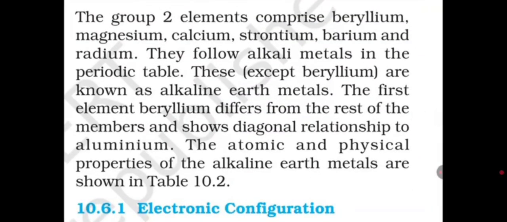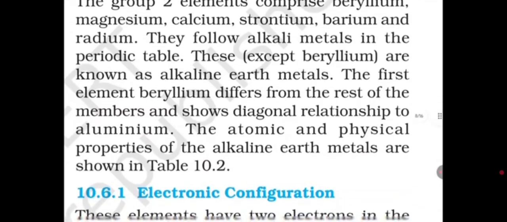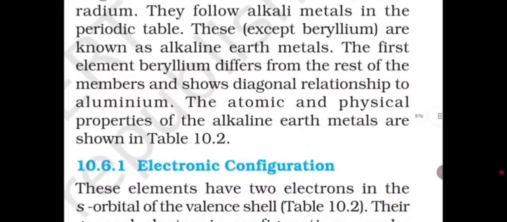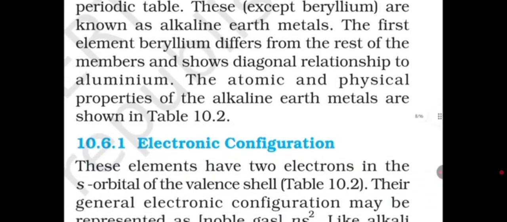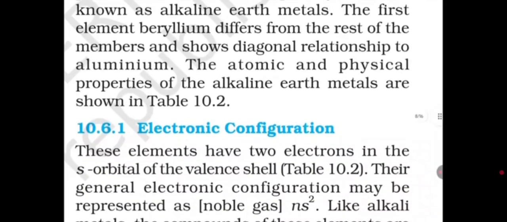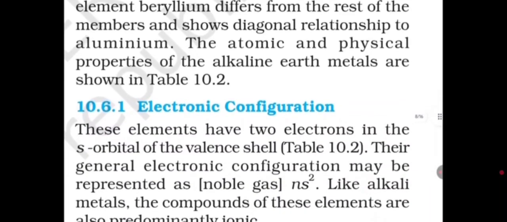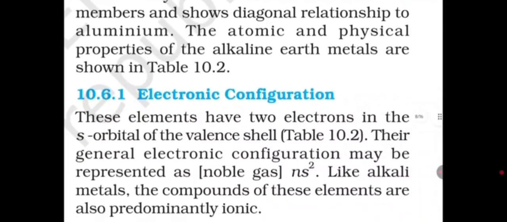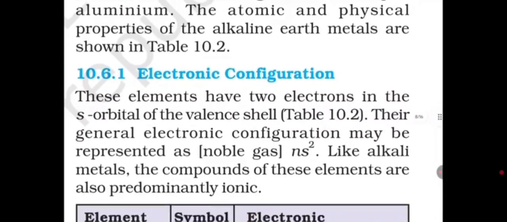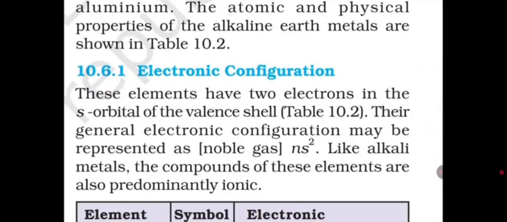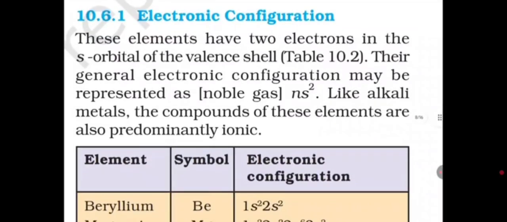The group 2 elements comprise beryllium, magnesium, calcium, strontium, barium and radium. They follow alkali metals in the periodic table. These, except beryllium, are known as alkaline earth metals. The first element, beryllium, differs from the rest of the members and shows a diagonal relationship to aluminium. The atomic and physical properties of the alkaline earth metals are shown in table 10.2.